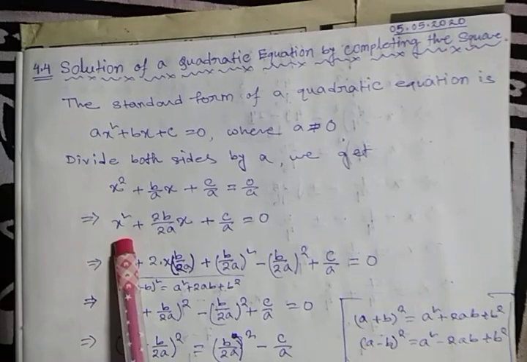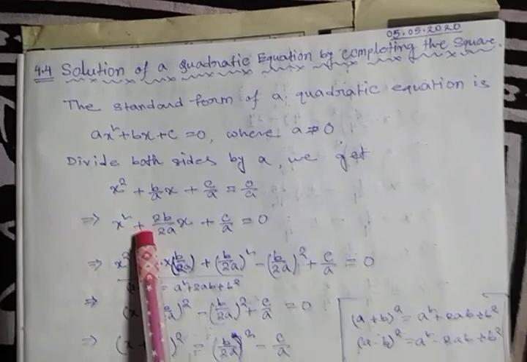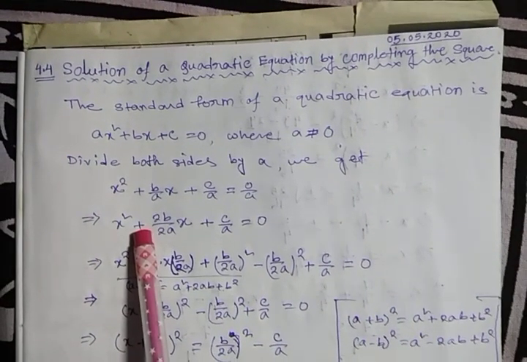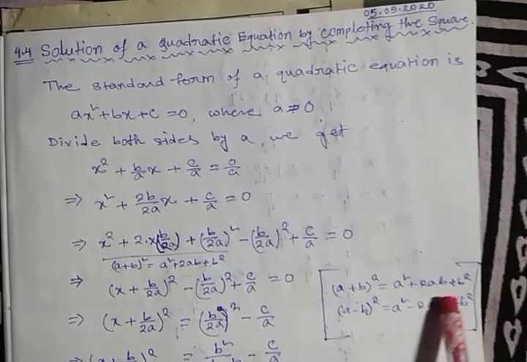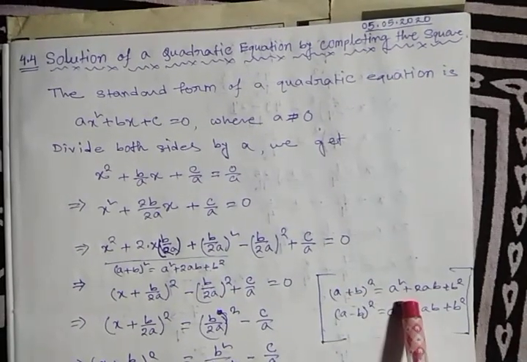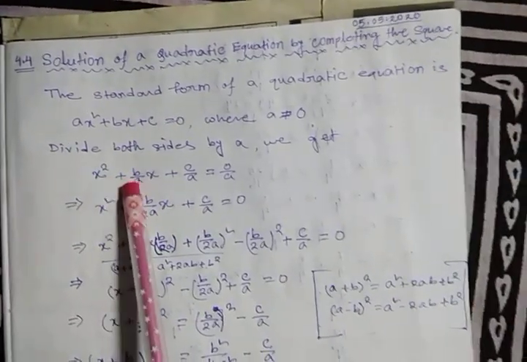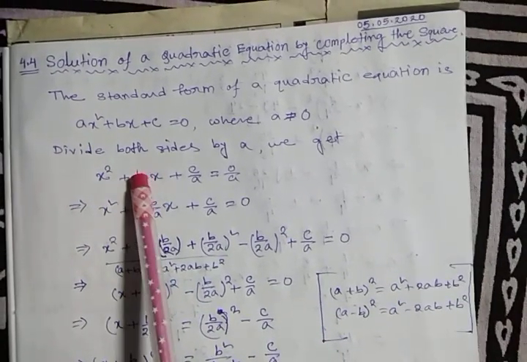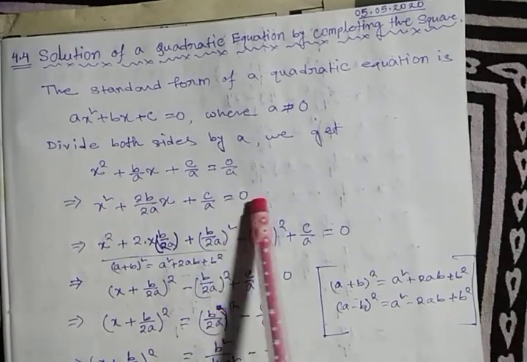So this implies x square plus, here we need a 2, because we know that a plus b whole square is equal to a square plus 2ab plus b square. So if we want to make a plus b whole square, for that we need a 2 because of 2ab. We can see that here b by a x, so we need 2 here. For that we need to multiply numerator and denominator by 2. So we will take 2b by 2a x, plus c by a equal to 0.